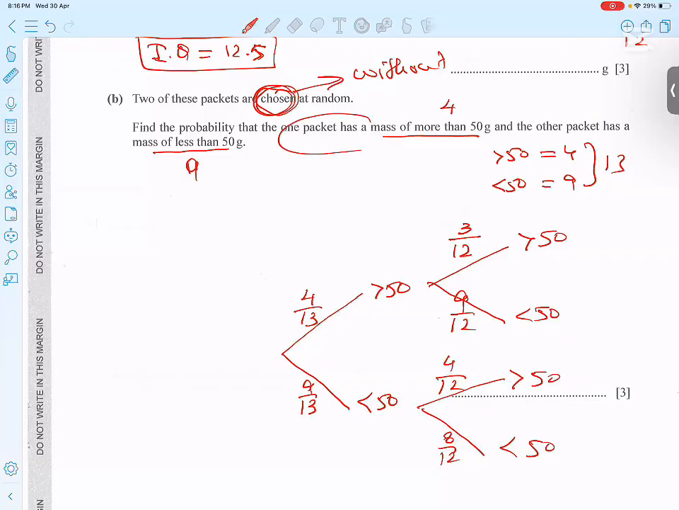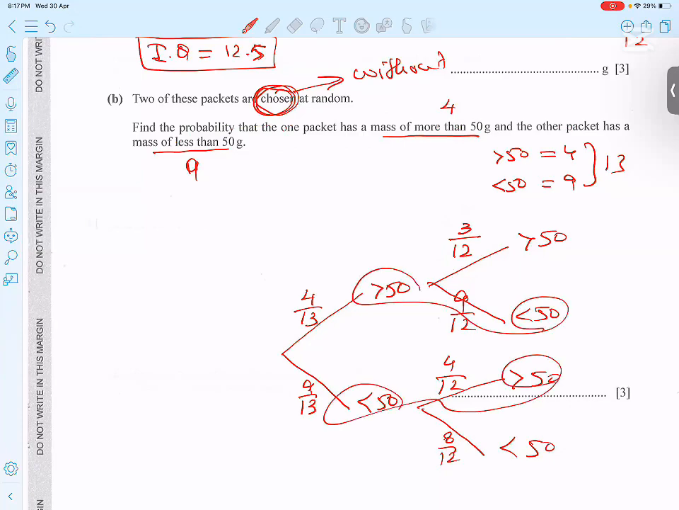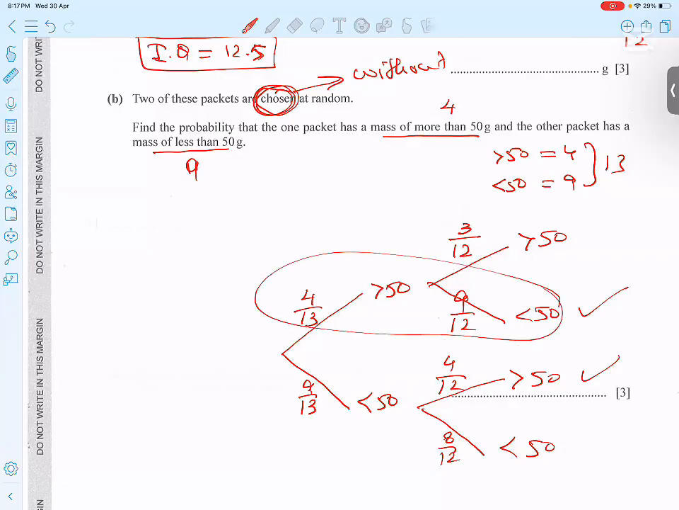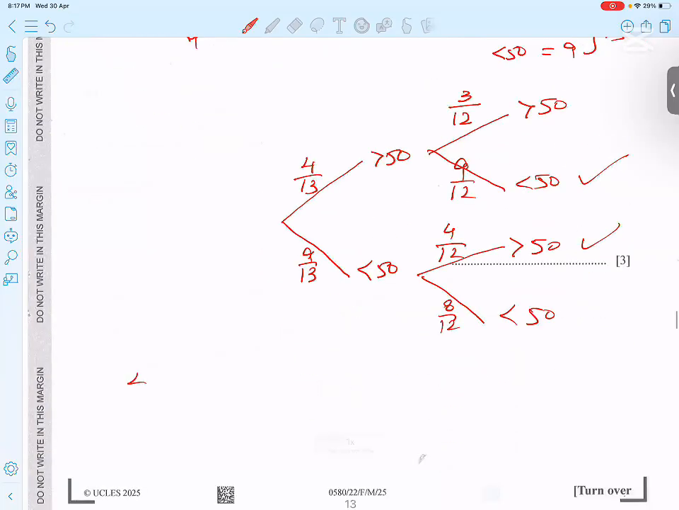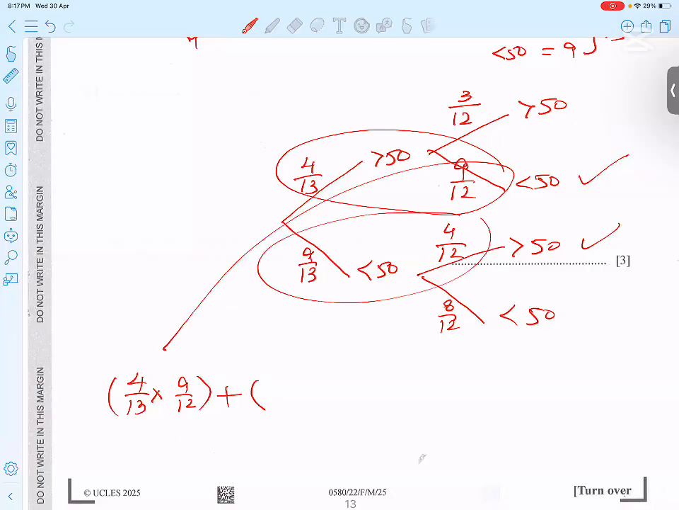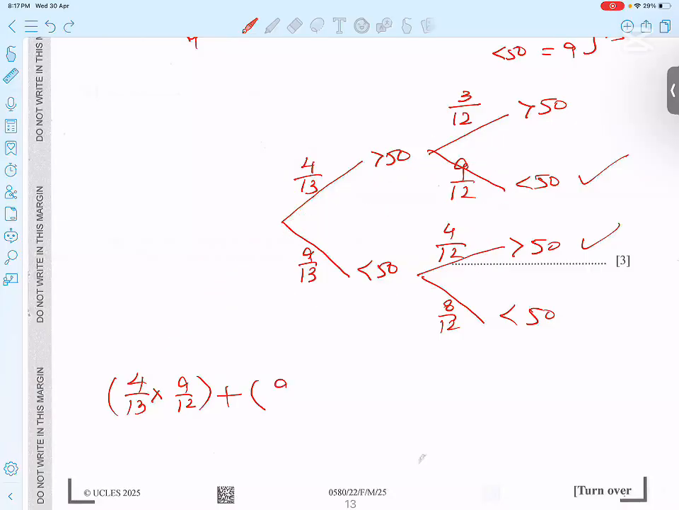Now he said one is more, another is less. So we have two branches, one more, one less, or one less, second more. So we have two ways. Some students think this answer is only one way, which is wrong. So how to answer now? First branch, 4 out of 13 into 9 out of 12, plus. So this is done. And now I'm writing this one. So this is 9 out of 13 into 4 out of 12.